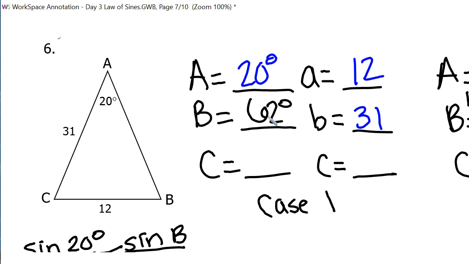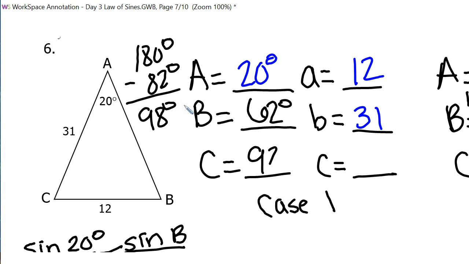Okay, so we have to finish this. Well, let's find angle C. So back to case 1. 20 degrees plus 62 degrees is 82 degrees. And what is 180 degrees minus 82 degrees? 98 degrees. And for case 2, 118 plus 20 degrees adds up to 138 degrees. And what's 180 degrees minus 138 degrees? 42 degrees.